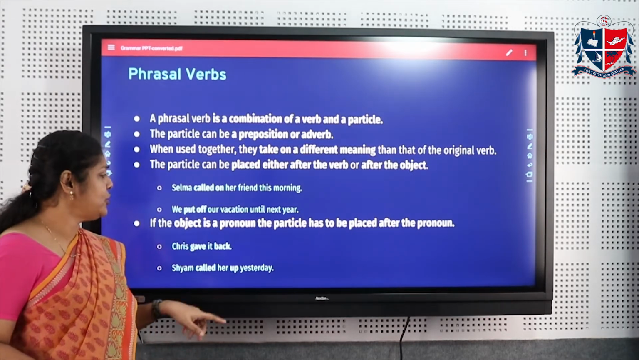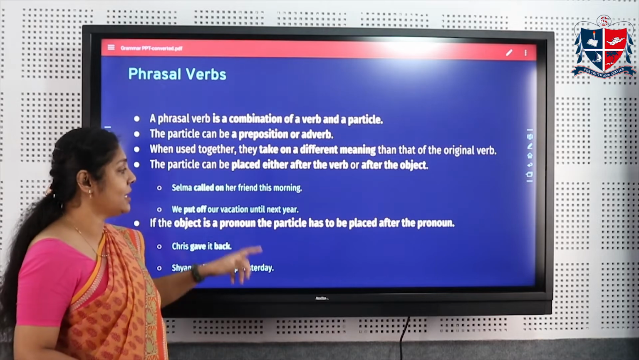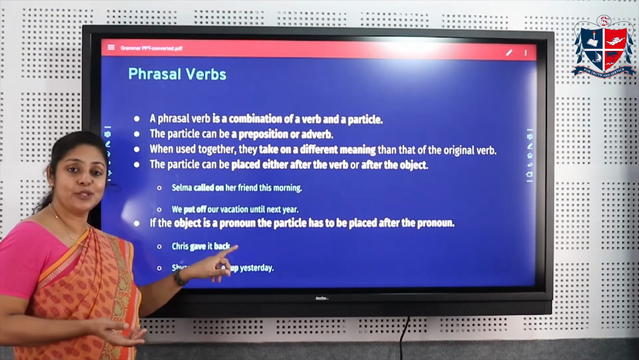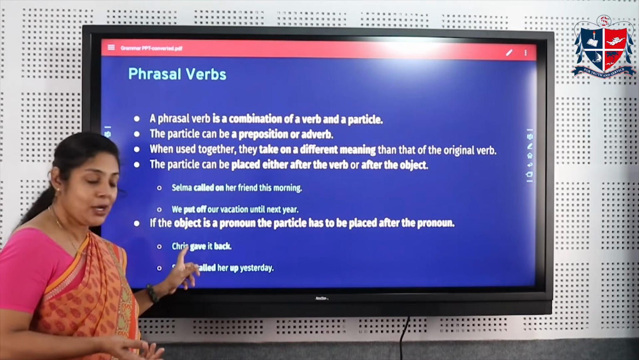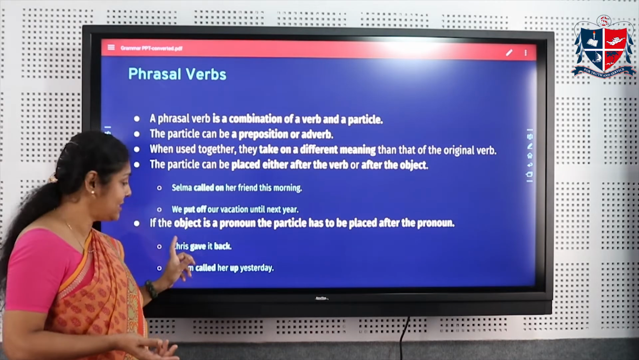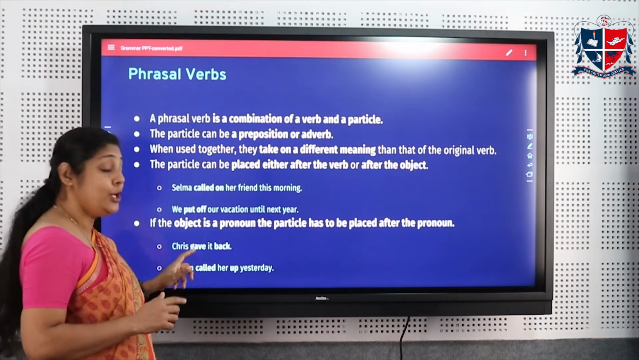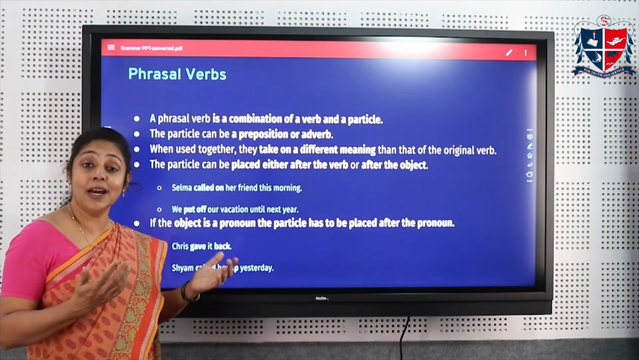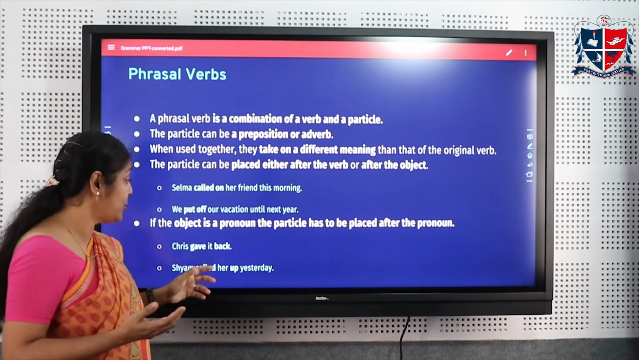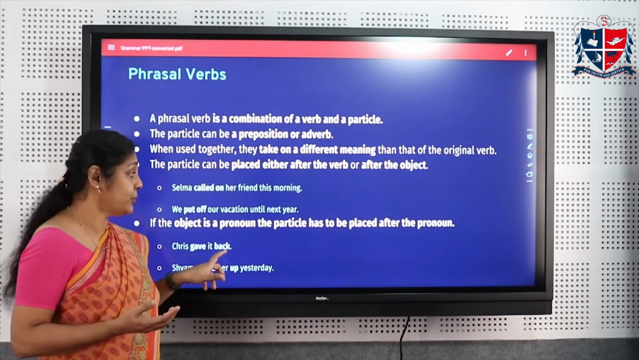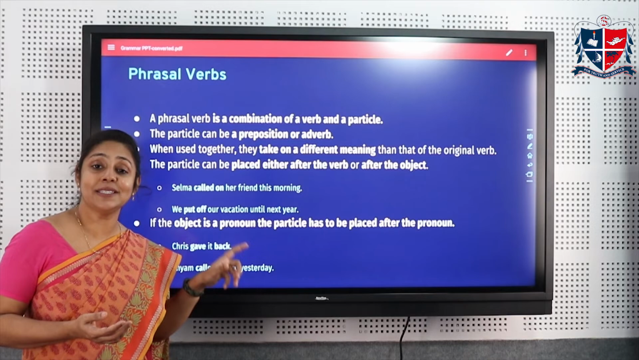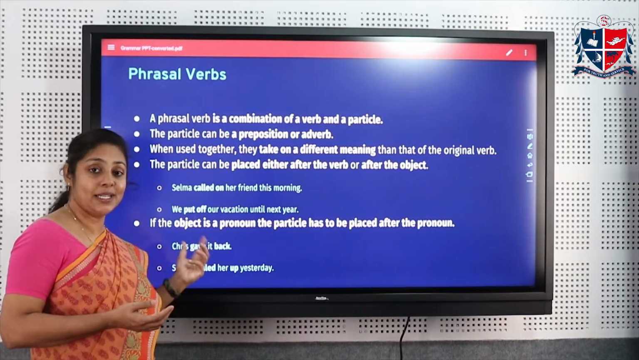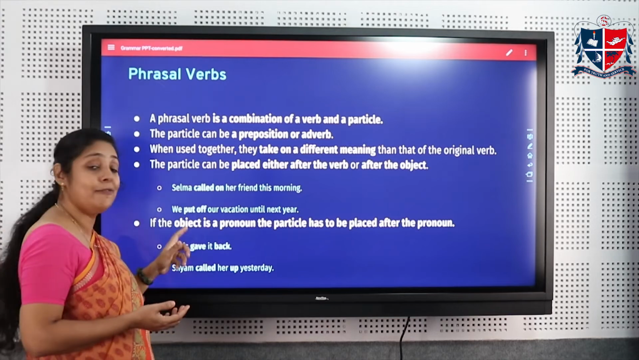But if the object is a pronoun, the particle has to be placed after the pronoun. Look at this sentence. Chris gave it back. What is the object of the verb in this particular sentence? As I taught you earlier, you ask the question, what or who? Chris gave what? The answer is it, and it is a pronoun. So when the object is a pronoun, the particle has to be placed after the pronoun. So Chris gave it back. We don't say Chris gave back it, we say Chris gave it back.